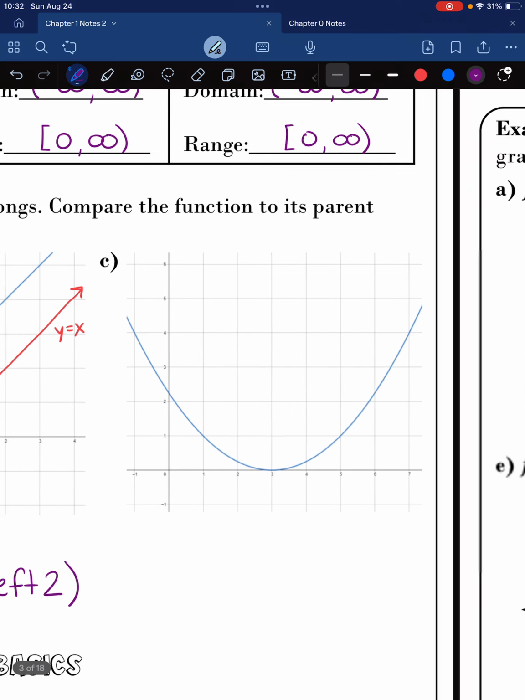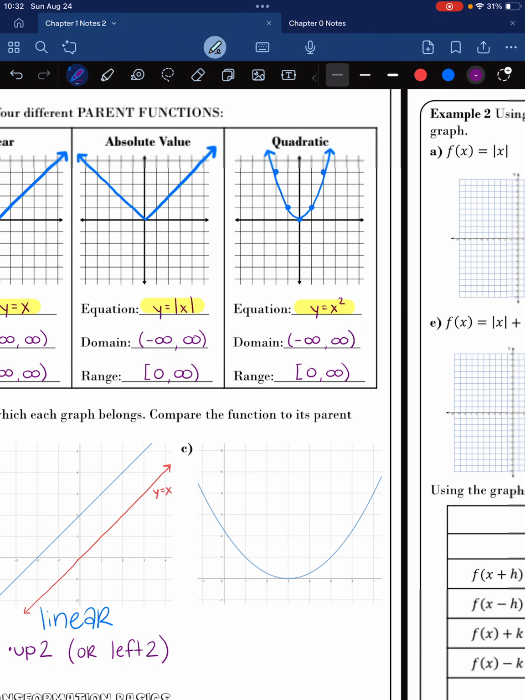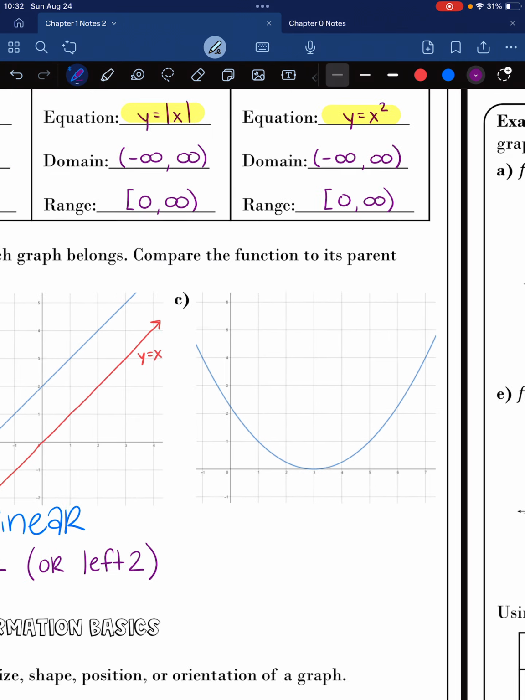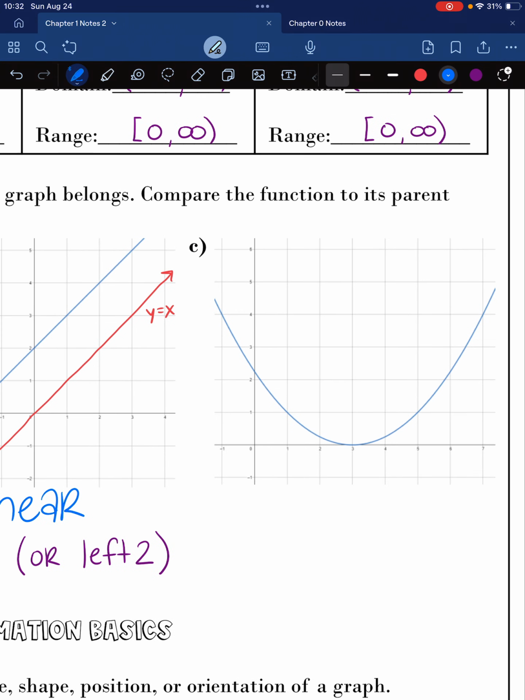Okay, and C. C's definitely got that U shape, so I'm going to say that's part of my quadratic family there. Quadratic.